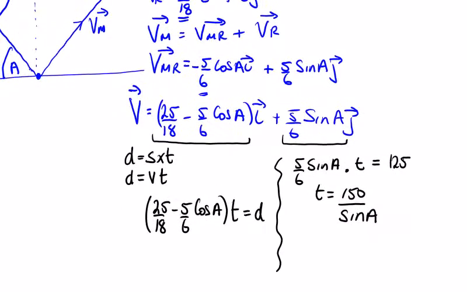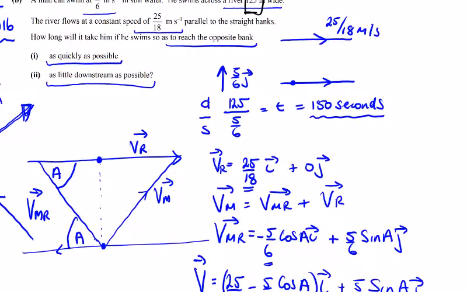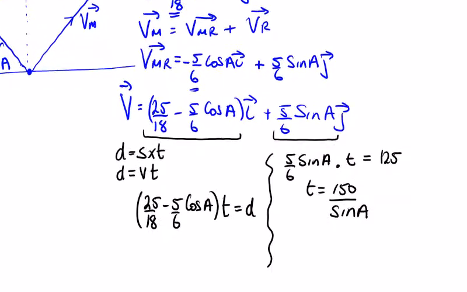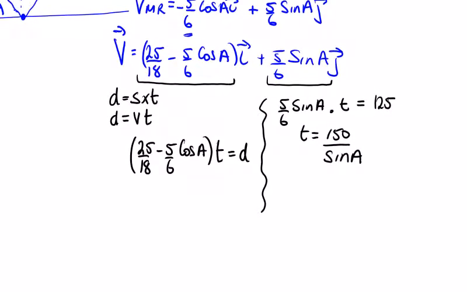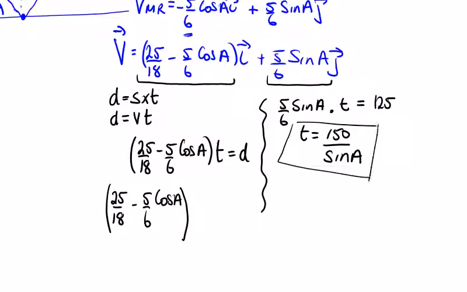So if we fill this in here now, it does say as quickly and as little. We're dealing with max and min problems always in these questions. So if we can get to a point where we can differentiate and let our answer equal 0 with our max and min, we'll be able to get an answer here. And I think that's where this question goes. If we take this route with it, there are a few other routes we could use. We may look at them in another video. So let's look at 25 over 18 minus 5 over 6 cos A times time. The time taken to get there in terms of sine A is 150 over sine A.